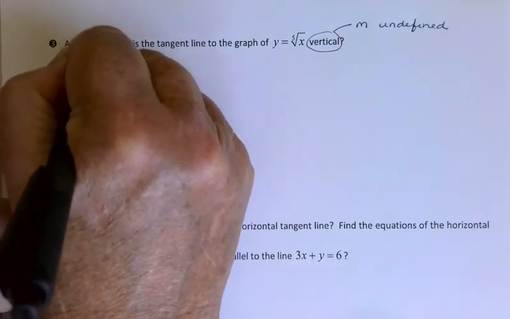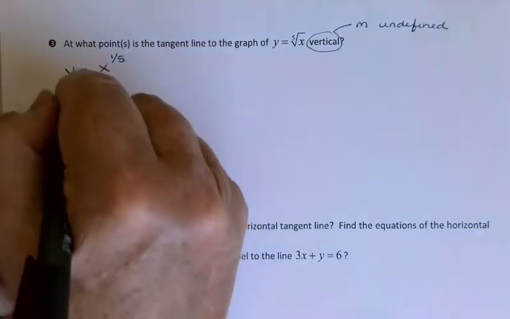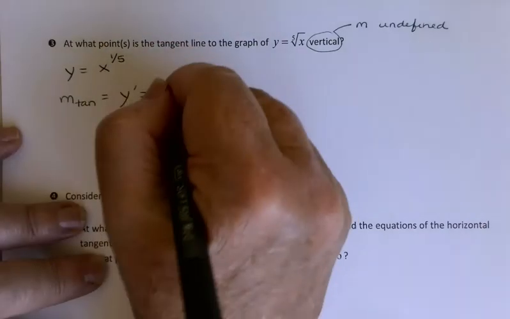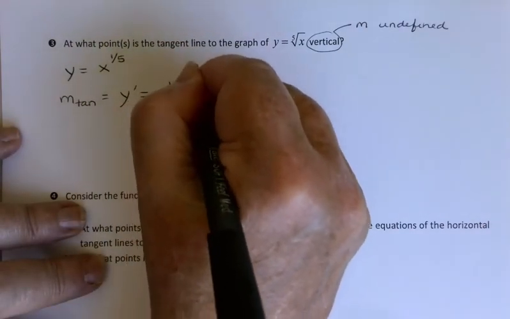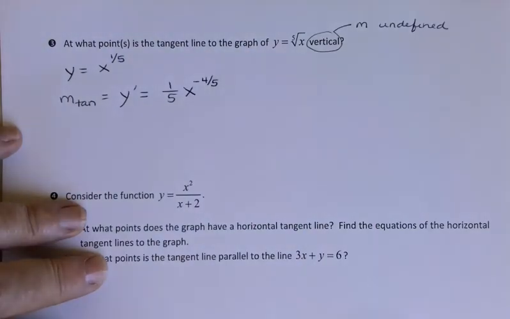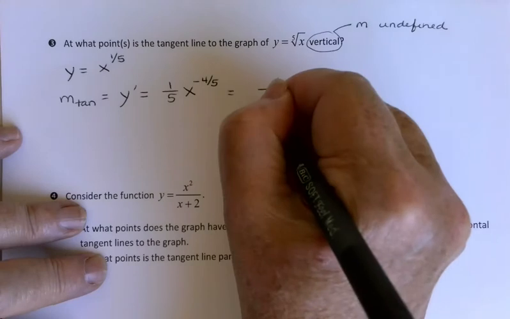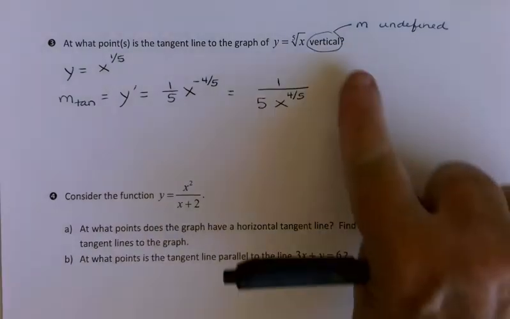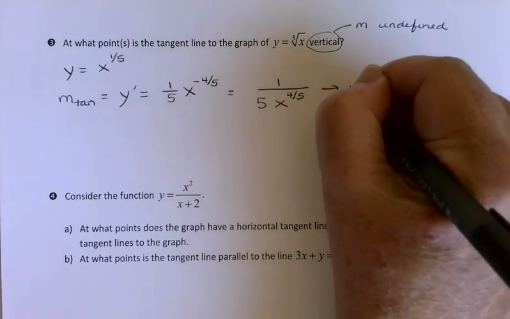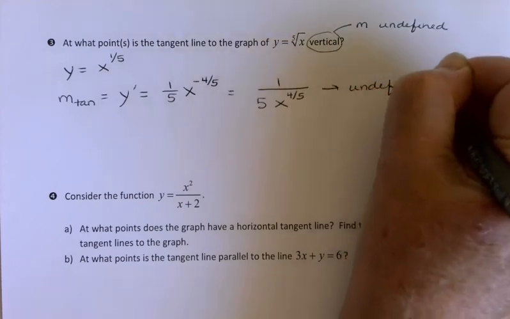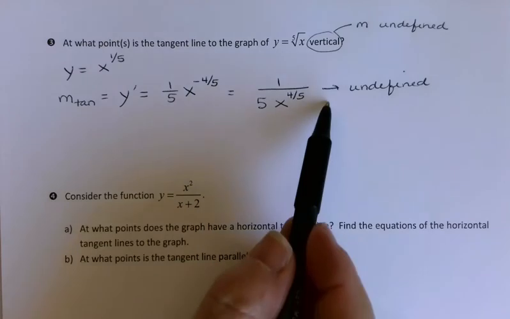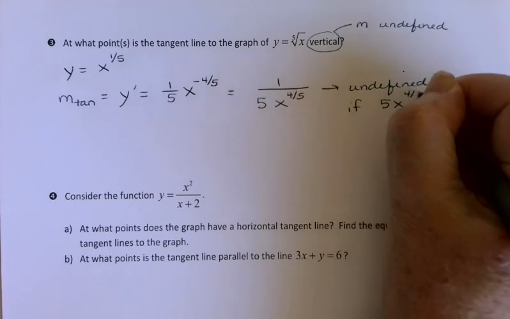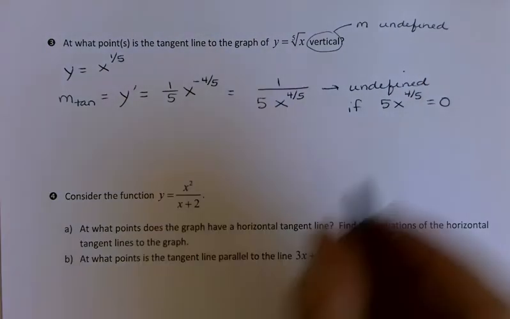All right, well, let's see. I could rewrite my y as x to the 1/5. And then the slope of the tangent line would be y prime, which is 1/5 x to the -4/5, which I could write as 1 over 5x to the 4/5, right? And my goal is to figure out for a vertical tangent, where is that undefined? Well, of course, what makes a fraction undefined is if the denominator is 0. And that will be 0 if x is 0.